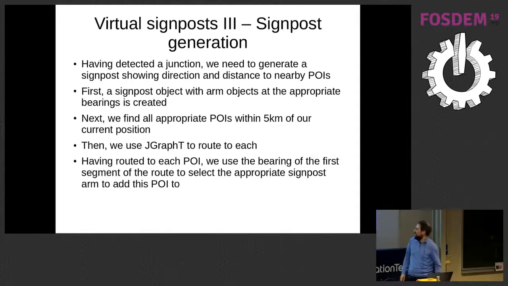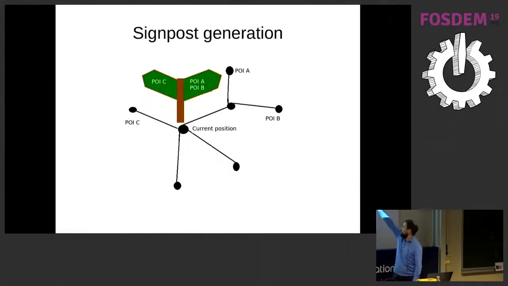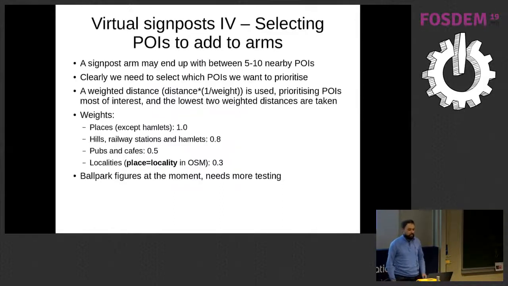Okay, so that's basically like that. So we've got a graph here, POI A is there, POI B is there, POI C is there. By comparing the bearings, we can work out that POI A and POI B are along that signpost arm and POI C is there.